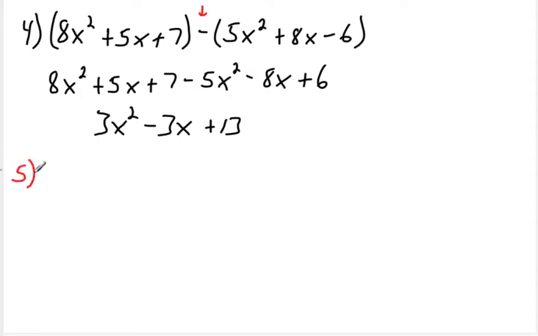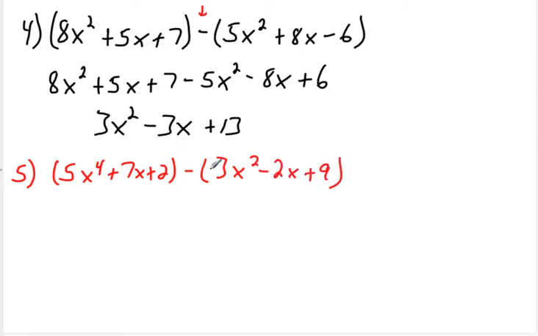We have 5x to the fourth plus 7x plus 2 minus 3x squared minus 2x plus 9. Again, the first parentheses does nothing, so I'm just going to get rid of them. Second parentheses shows that this subtraction needs to be applied to everything here. So again, once it's applied, it goes away. So changes this to negative, this to positive, this to negative. Now we're combining like terms.